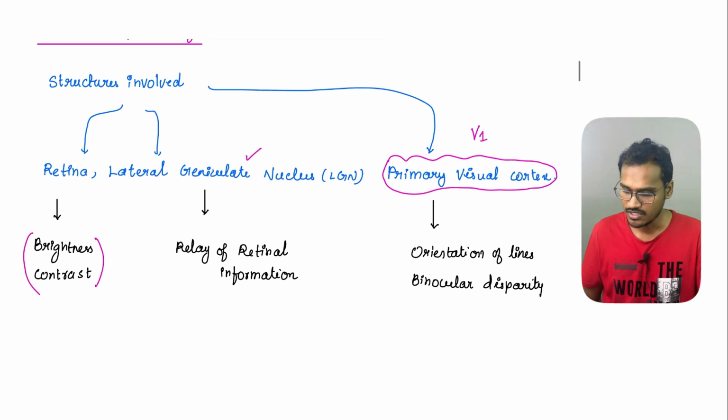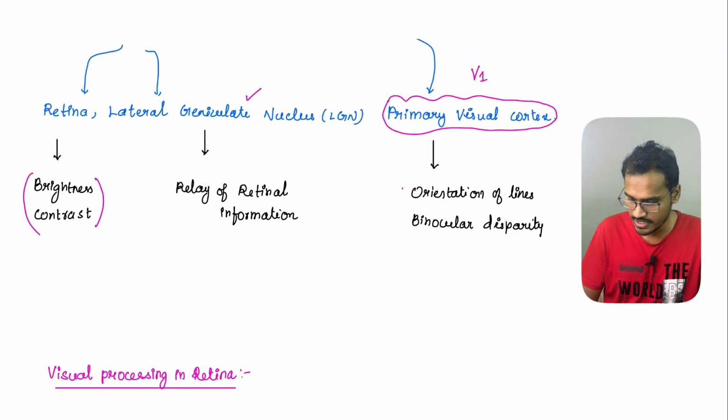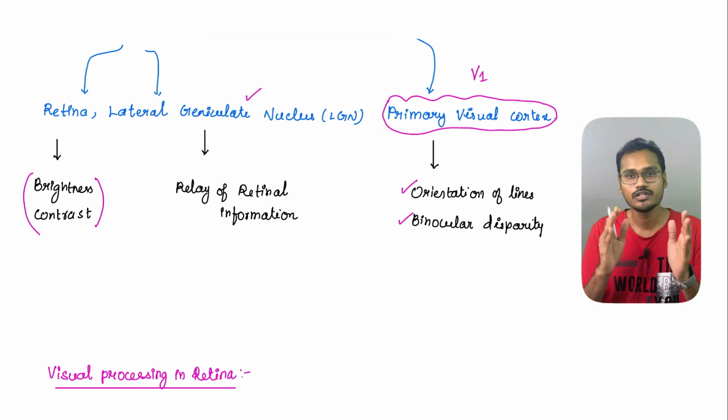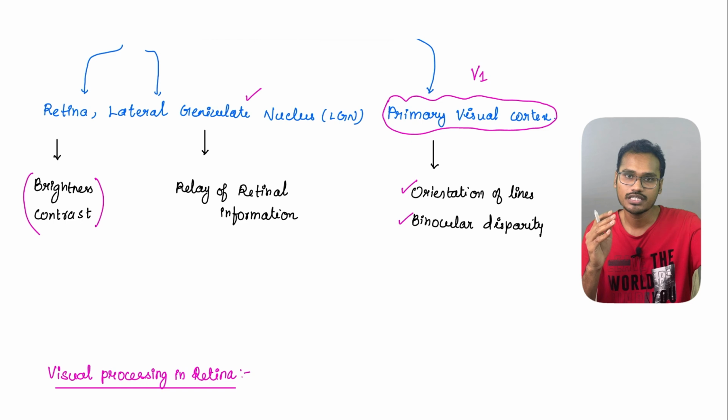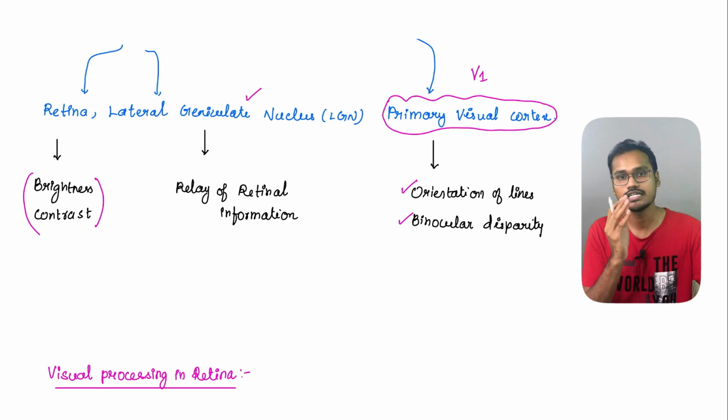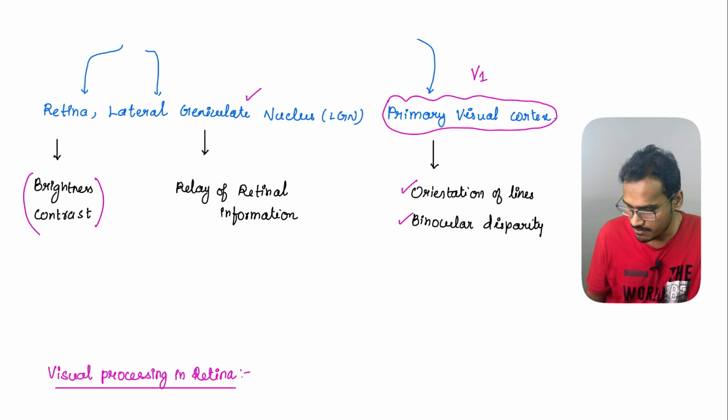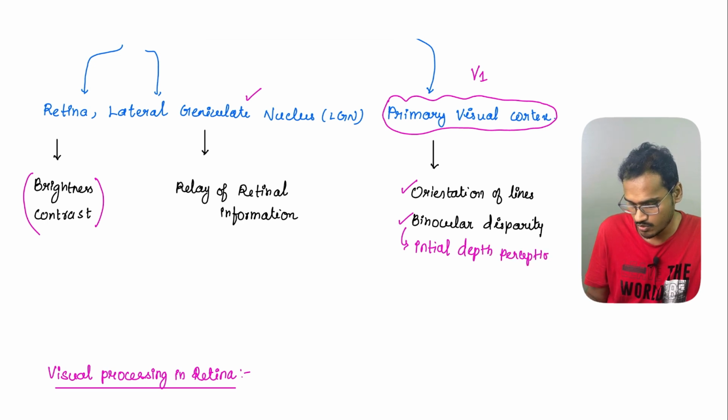This cortex will help identify the orientation of lines and binocular disparity. The visual images on both the retinas might be different, so that will help to differentiate the depth perception. For example, for this eye, the object which is on the right side will be near. For the other eye, it will be at a far distance, a little bit more distance. So that will help us to initiate the depth perception. So we can say that it will help in initial depth perception. So that is one important thing.